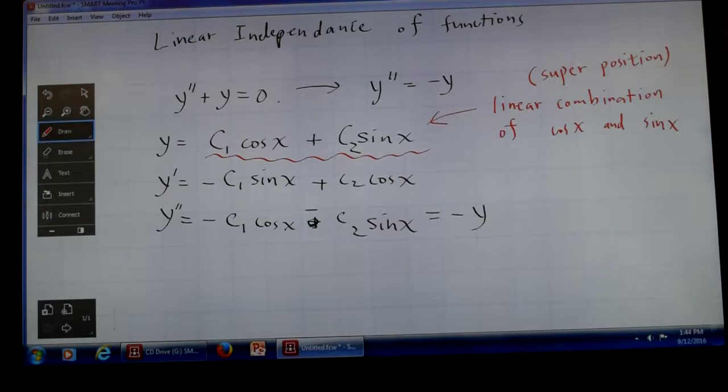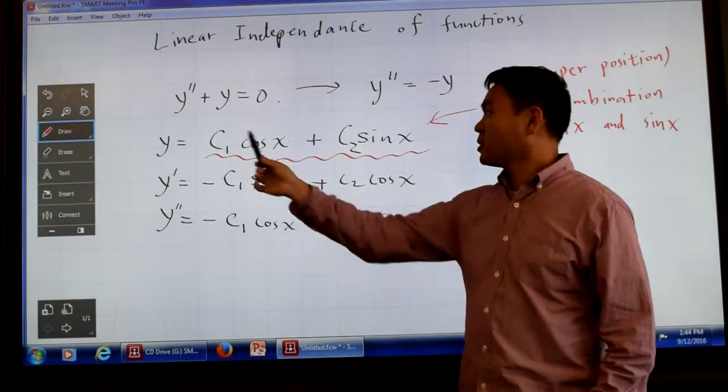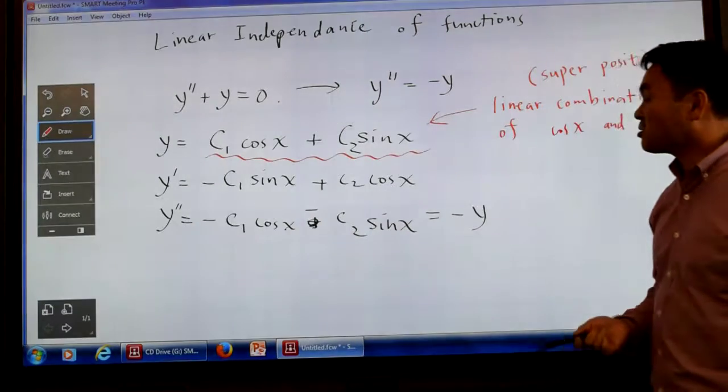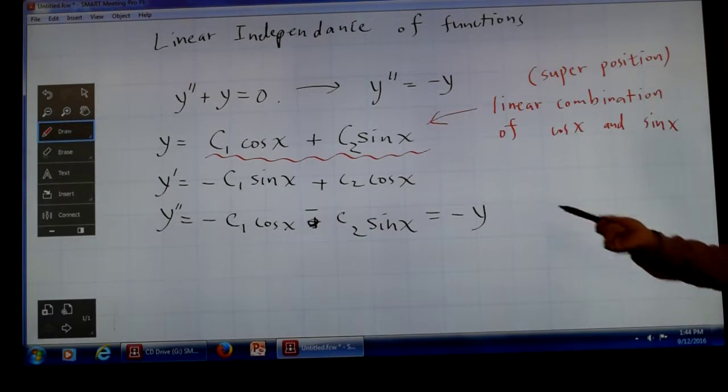Or linear superposition, linear combination. It's a way to come up with a new function from the old. So if you had two solutions, we're taking linear combinations of those solutions, and we check that it's indeed a solution.